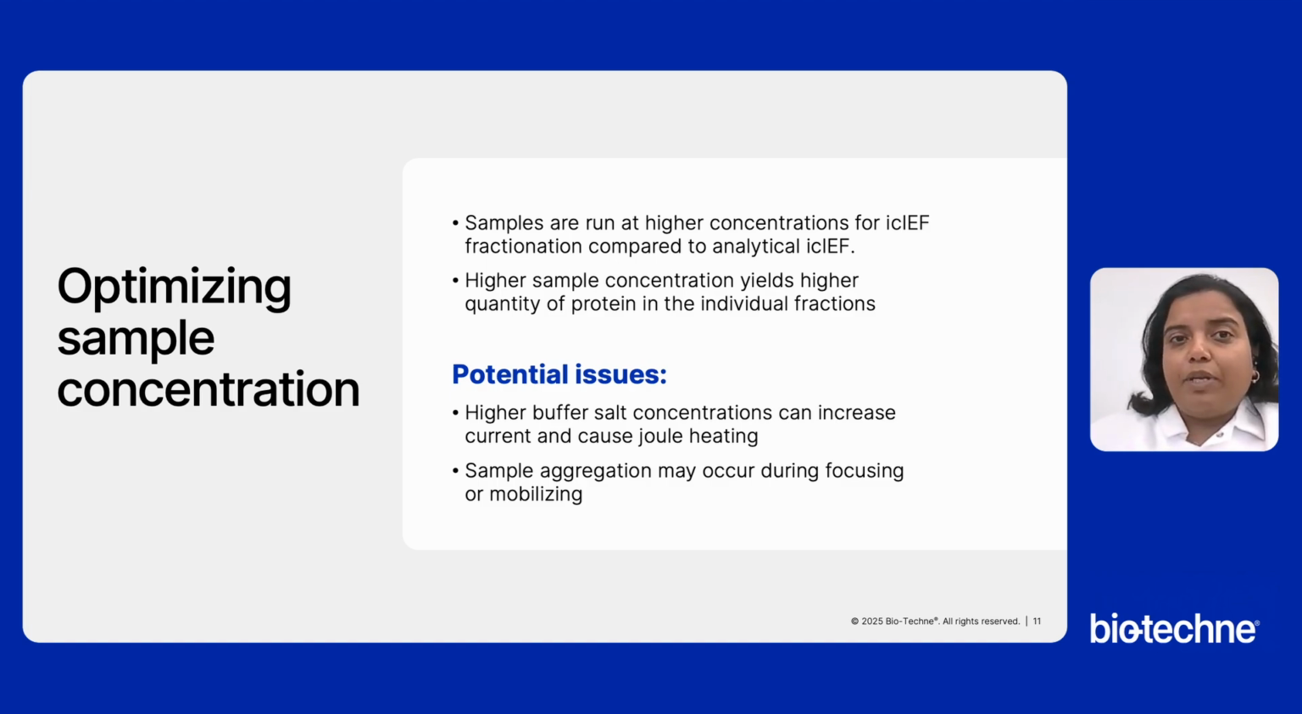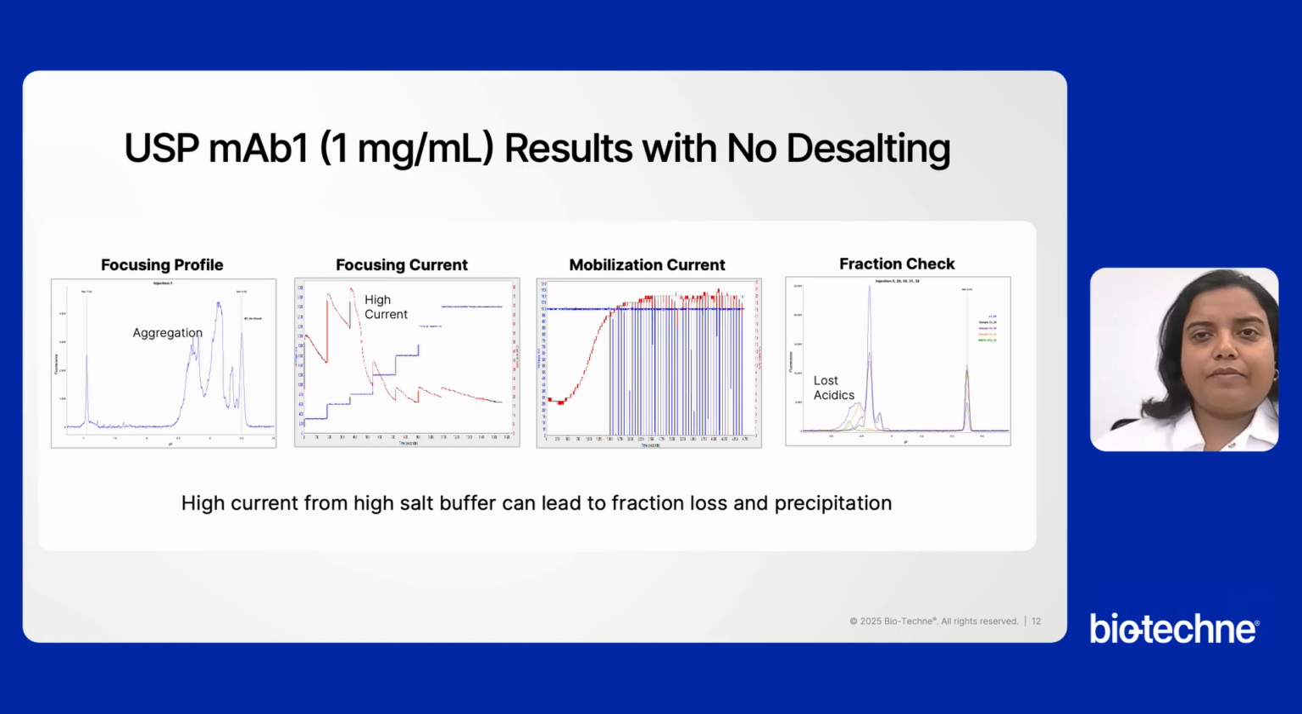The increased sample concentration concurrently elevates the formulation buffer concentration, and a sample with initially lower protein concentration and higher salt formulation will induce higher current. This increases Joule heating and sample aggregation, leading to issues with focusing or mobilization steps. So we need to be thoughtful and vigilant when we are increasing the sample concentration.